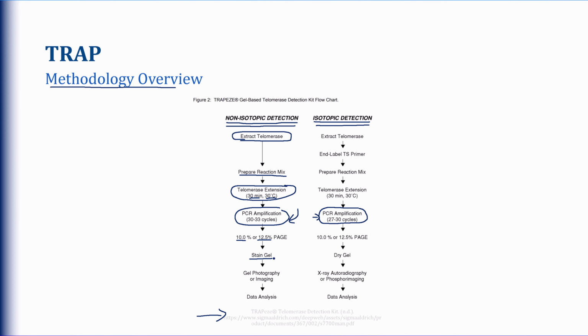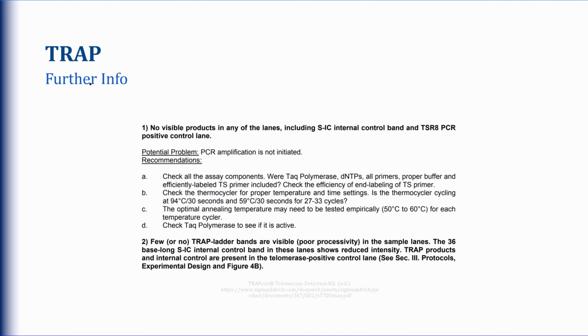And then you can stain the gel, perform gel photography or imaging, and perform data analysis. In the case of isotopic detection, you do the same thing, except you use a dry gel and an autoradiography method so that you can then perform the data analysis afterward. Let me talk about further troubleshooting information that pertains to TRAP. This also comes from the same link, from the same TRAP kit.